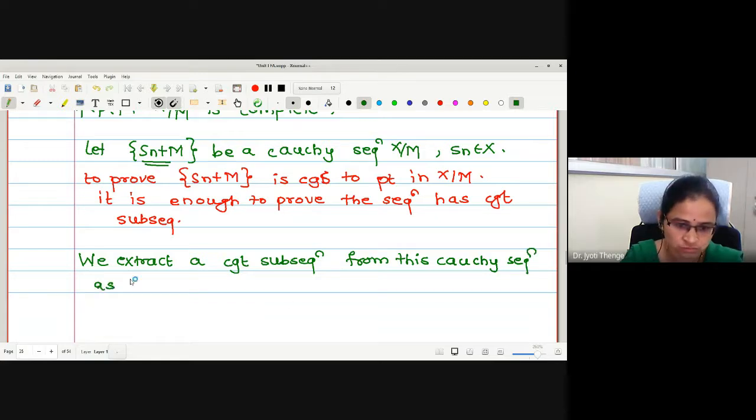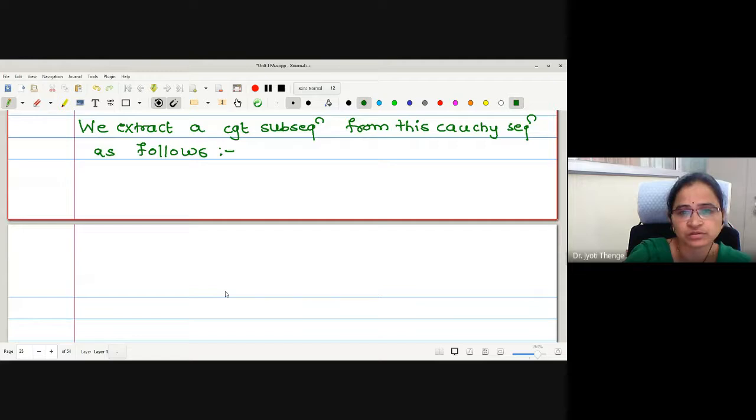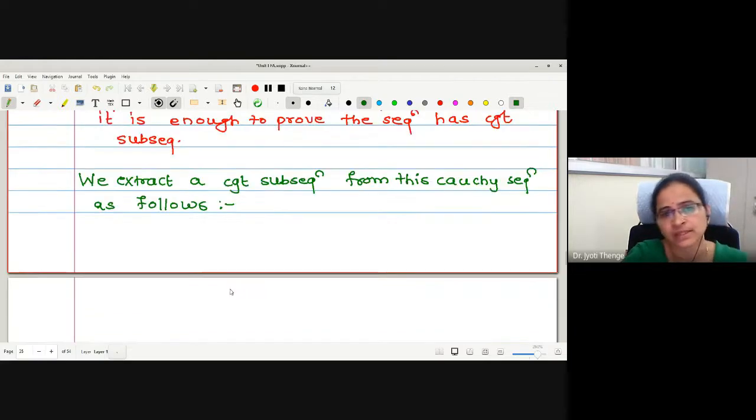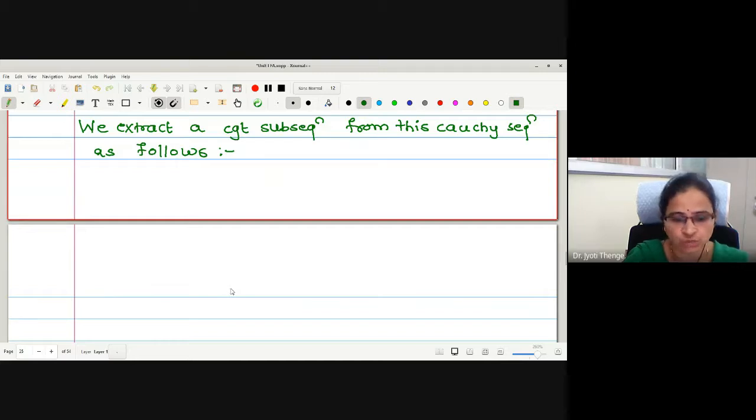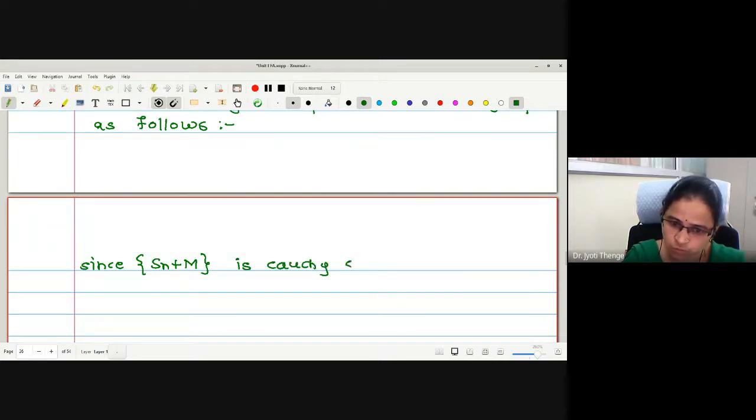As follows. See, the method is very easy, but you have to pay careful attention. Okay, and you have to recall this twice and thrice. The sequence is Cauchy. What does it mean? Since the sequence Sn plus m is a Cauchy sequence, what is the definition?